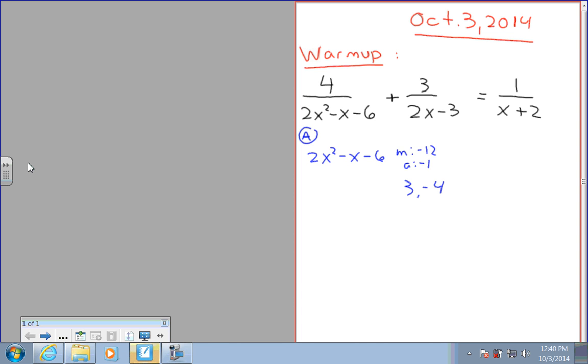2x bracket x plus 3. Careful. We're going to do this first, okay? Oh, yeah, we split it in half. Okay, so remember that's called decomposition. Our first lesson in our first unit was on decomposition.